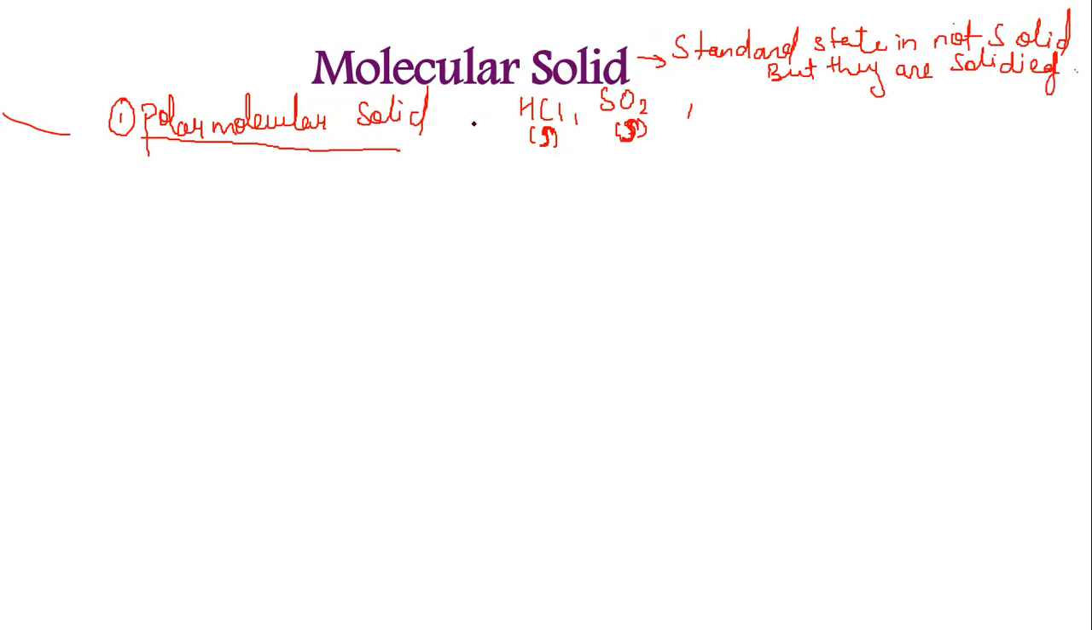So polar molecular solid HCl, CO2, उनका natural state, standard state is not solid state, but they are solidified. और जब वो solid state में रहेंगे तो उन solids को polar molecular solids बोला जाएगा. Now polar molecular solids अभी HCl solid state में है, तो ये HCl के बीच में जो interaction है वो कौन सा interaction है?